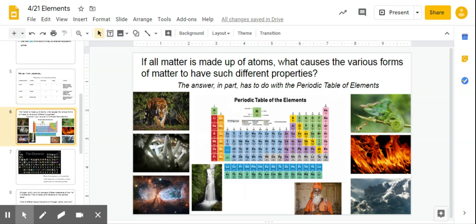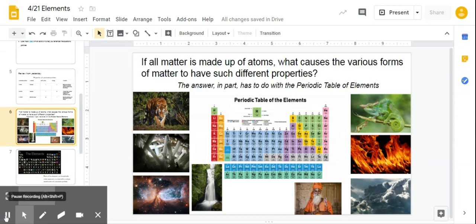This brings us to our question for today. If all matter is made up of atoms, what causes the various forms of matter to have such different properties, whether water vapor, flame, or an animal like a human or a chameleon, or liquid water, or what makes up the universe? How can atoms take up such different properties? Well, the answer in part has to do with the periodic table of elements. There are 118 elements in the universe, each with a different identity.